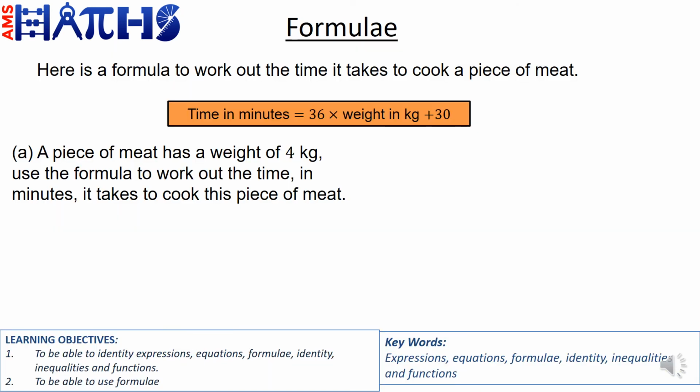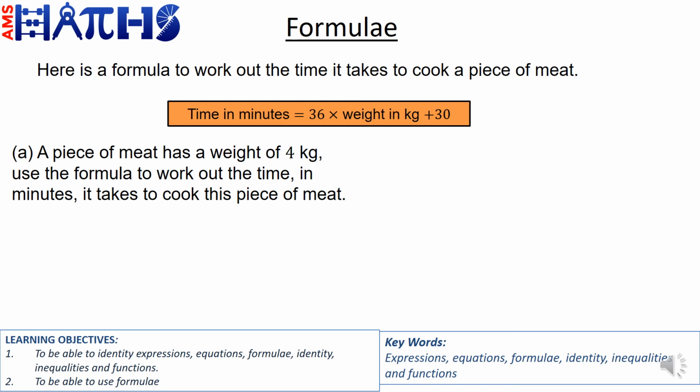Okay, now we're going to look at how to use a formula if they give you a formula with words included. It can be all words, or it could just be words with a combination of numbers and symbols. So here's your first example. It says here's a formula to work out the time it takes to cook a piece of meat, and in the orange box, that's the formula. It says the time in minutes to cook the meat is equal to 36 multiplied by the weight of the meat, and then add 30 more minutes.